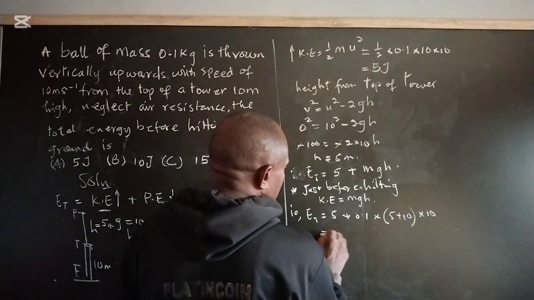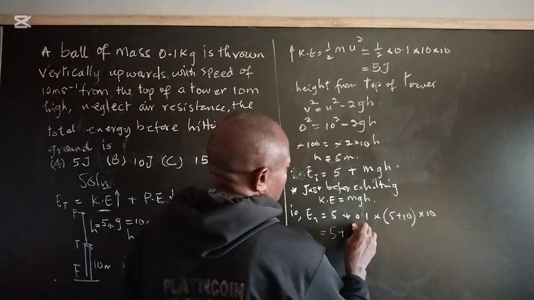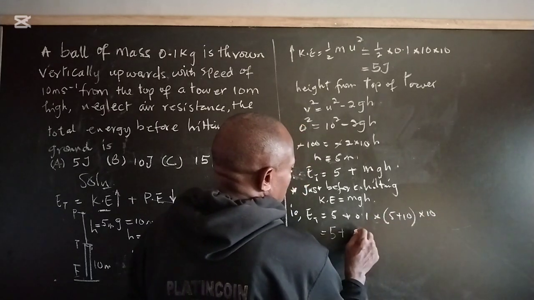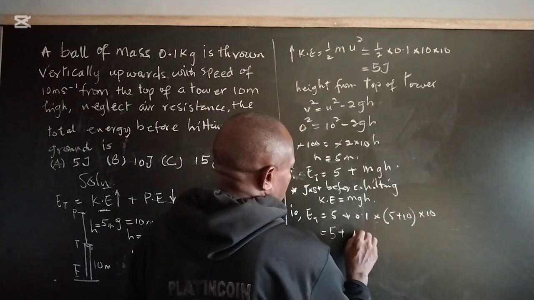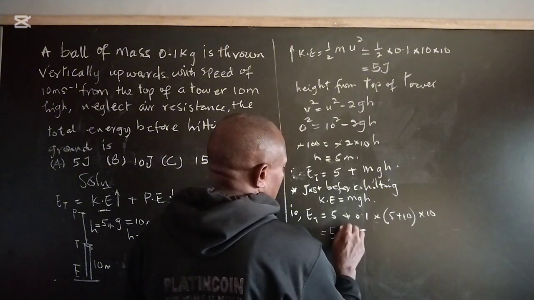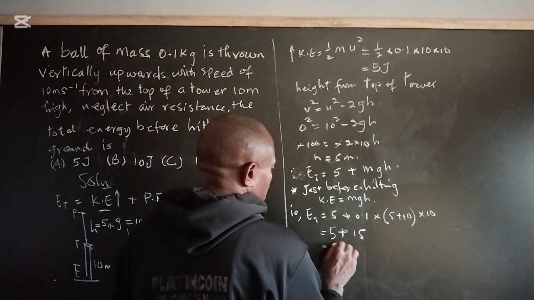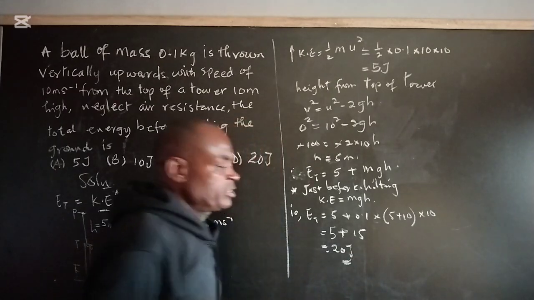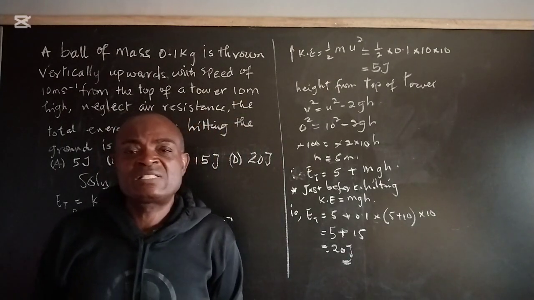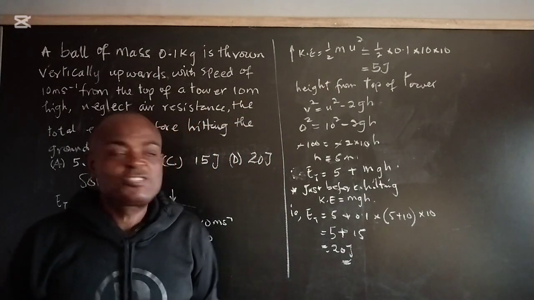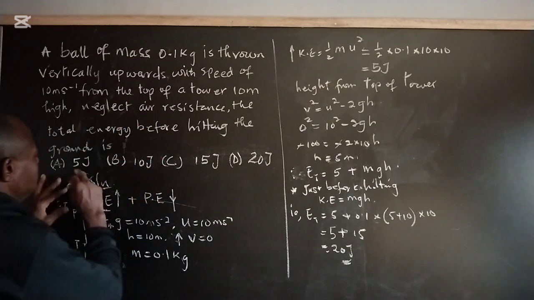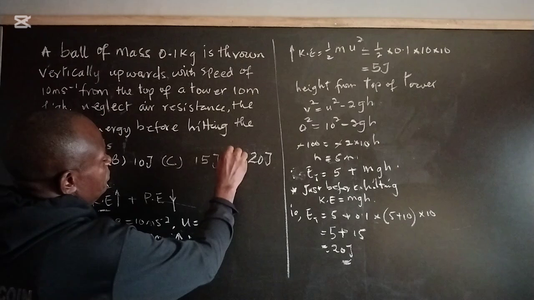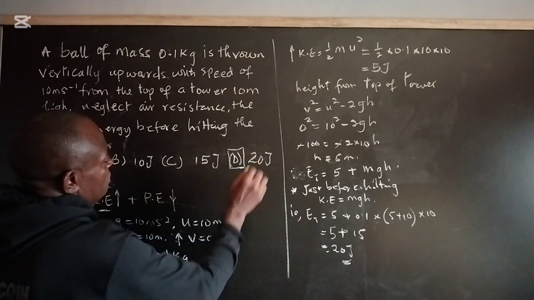So if we evaluate all of this, this is going to give us 5 plus 15. If we add 5 to 15, that's going to give us 20 joules. So the total energy before hitting the ground is 20 joules. And then you go to your options. Look at this option. The correct option will be option D.